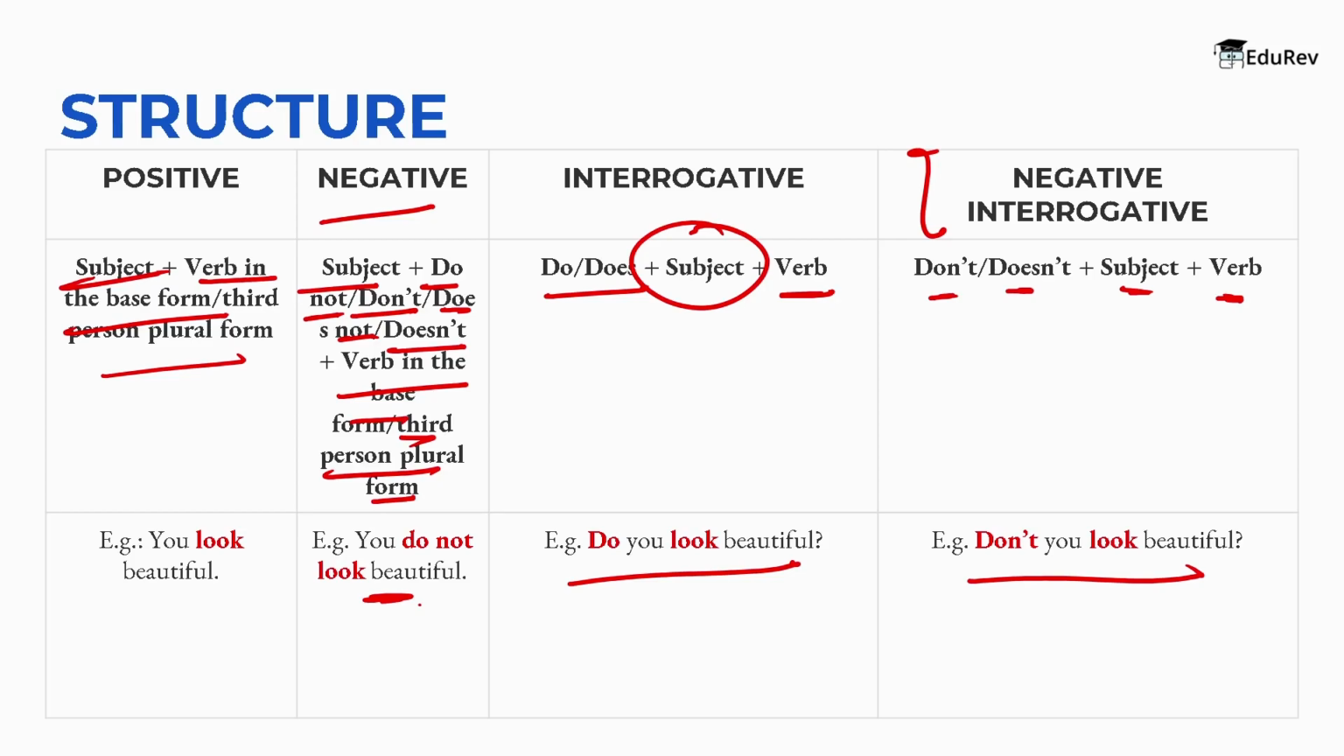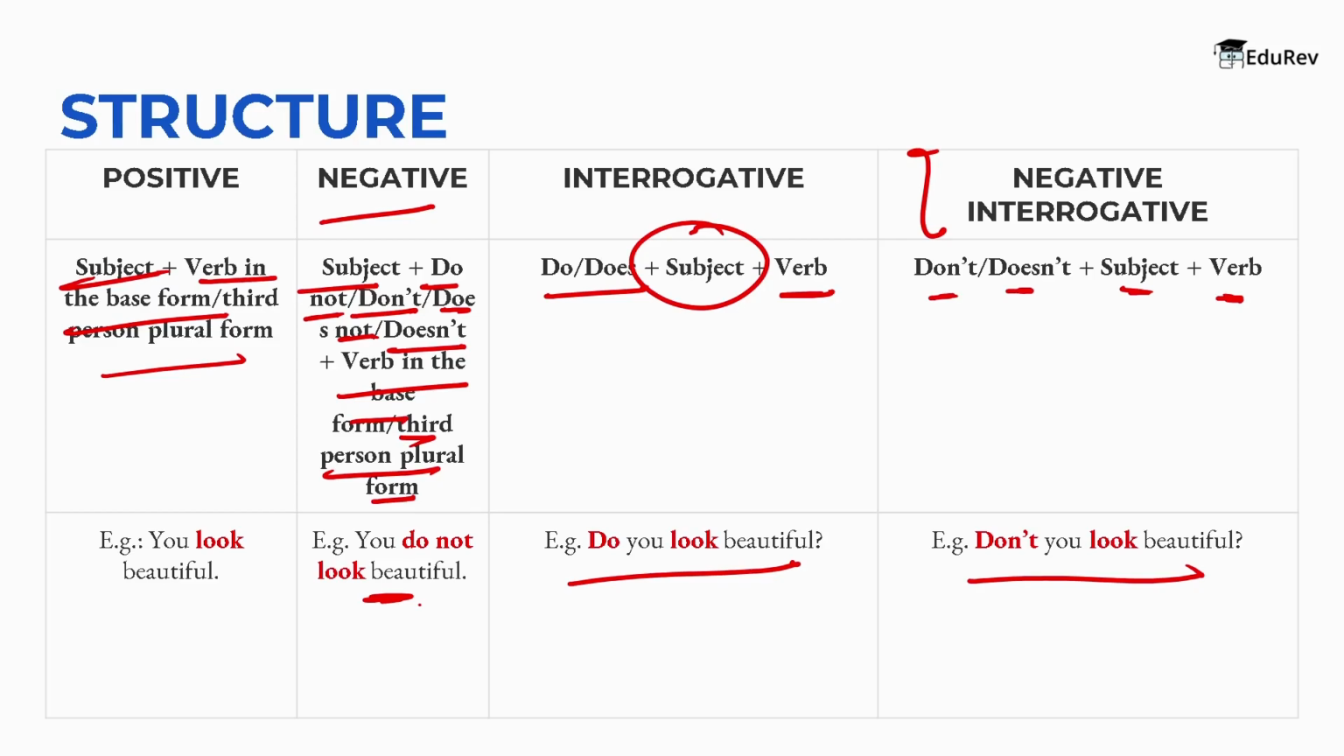Lastly, for interrogative, we are saying, do you look beautiful? That is, we are asking a question to the other person. And then negative interrogative is that we are asking the same question to that person but in a negation form, that is, don't you look beautiful? I hope you have understood how we can structure the simple present tense.